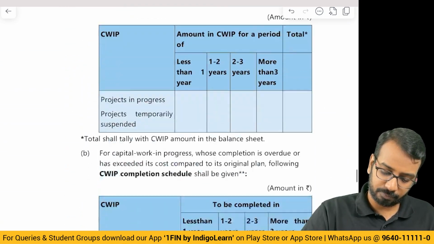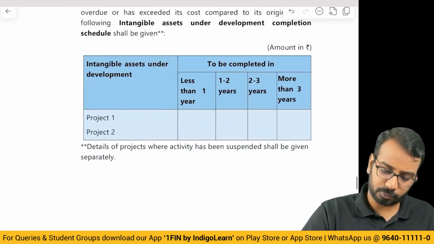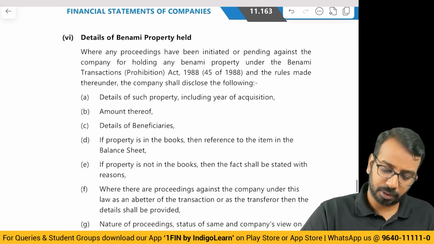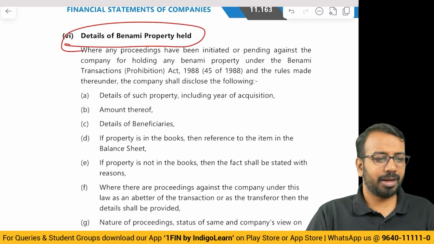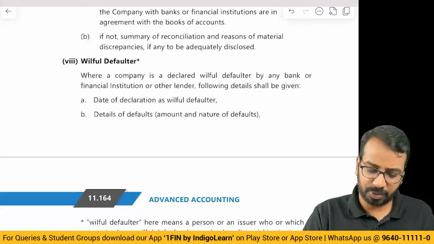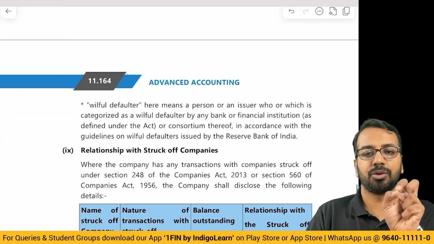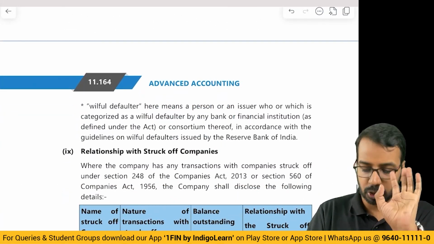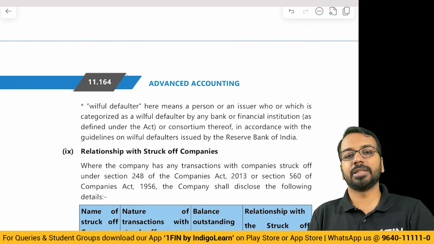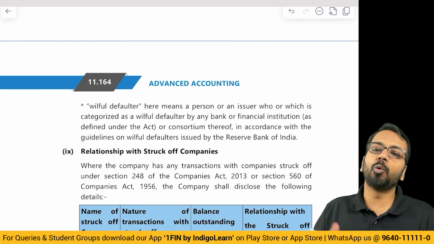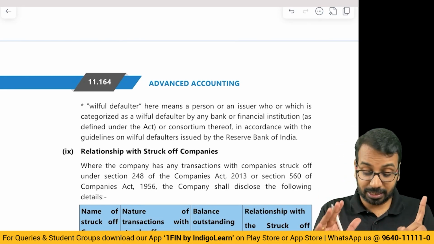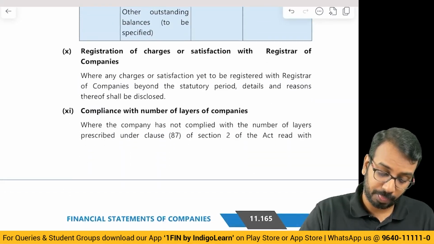Okay, then this is always okay, you don't need to spend extra time. Details of Benami property held, again, I don't think at an intermediate level it will be much relevant. Even if they ask, you will lose only 1 or 2 marks. So the thing is, out of these 40 pages, I should not spend too much time remembering all these things.